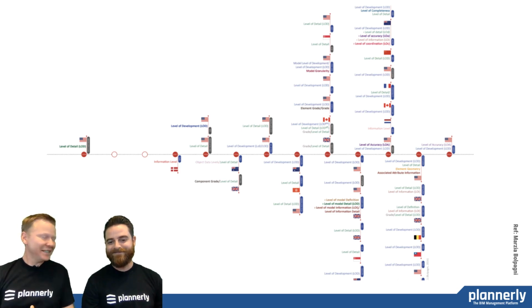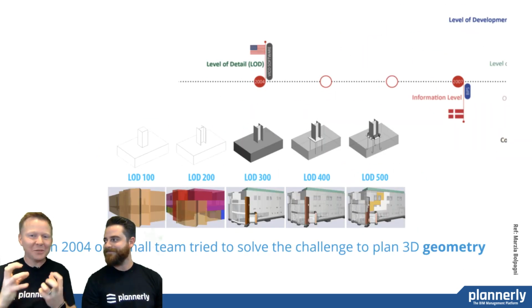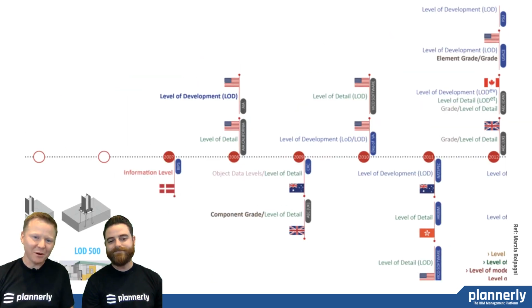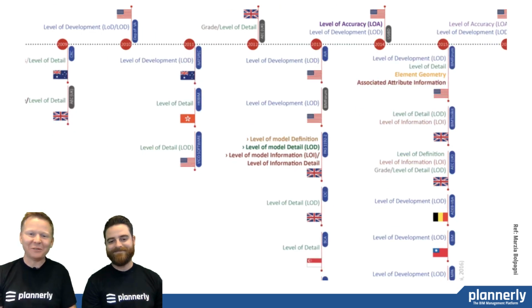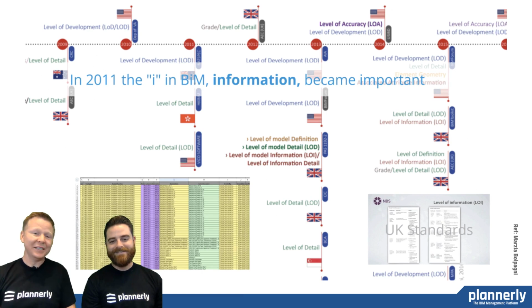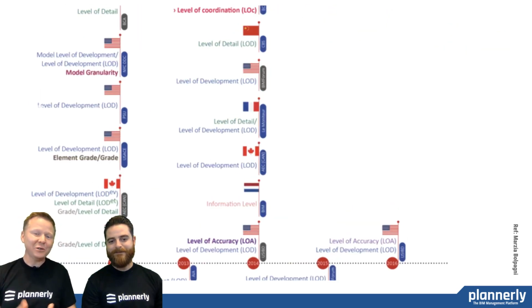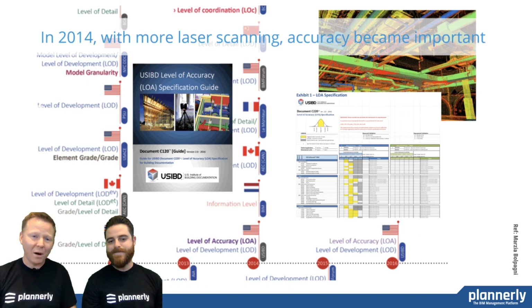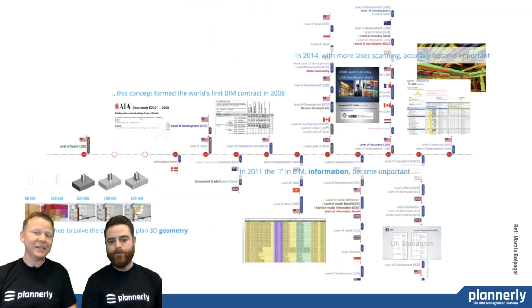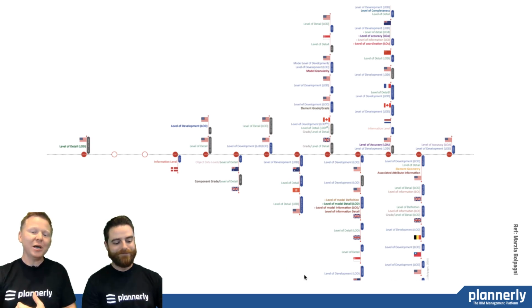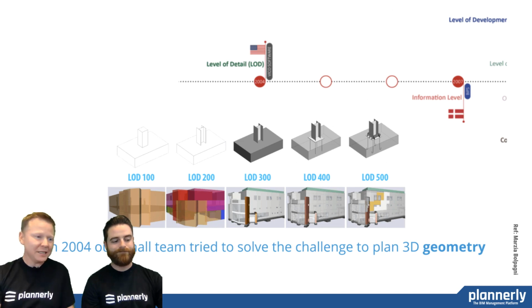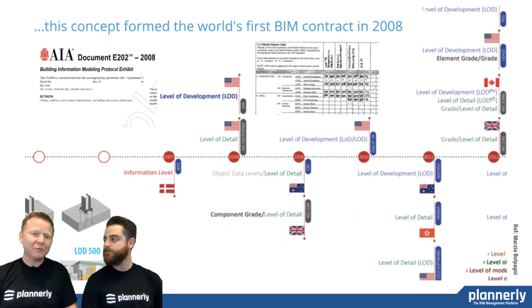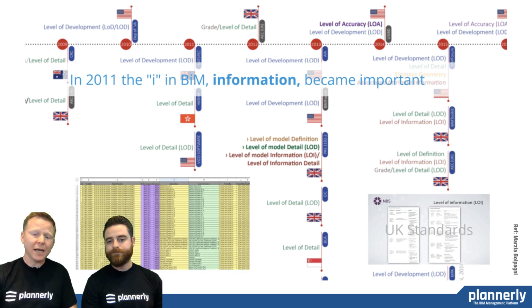So there have been, over the years, starting in 2004, being able to define this concept of progression of a model, and LOD became LOD, and then it became LOD. Inside jokes for those in the know. The E202, the consensus docs, the PAS 1192, having information become more important, and LOI, and having accuracy becoming more important, and LOA. All of these different definitions and terms have developed over time, and now we have even more definition and refinement in the ISO standards, and some really powerful and clear documentation that is available now, but also is becoming available soon.